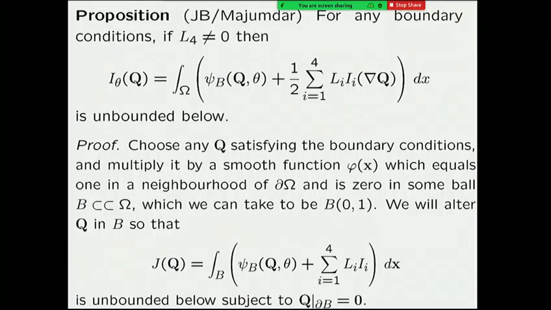So first of all, take any Q satisfying the boundary data and multiply it by some smooth function, which is 1 near the boundary. So that means that whatever the boundary conditions are, they're still going to be satisfied, because it's the same as Q in the neighborhood of the boundary, and 0 in some ball B compactly supported in omega, which we'll take to be the unit ball. And so we're going to alter Q in B only, and show that it's unbounded below, subject to Q on the boundary being zero, because we know that this Q phi is zero on the boundary of B.